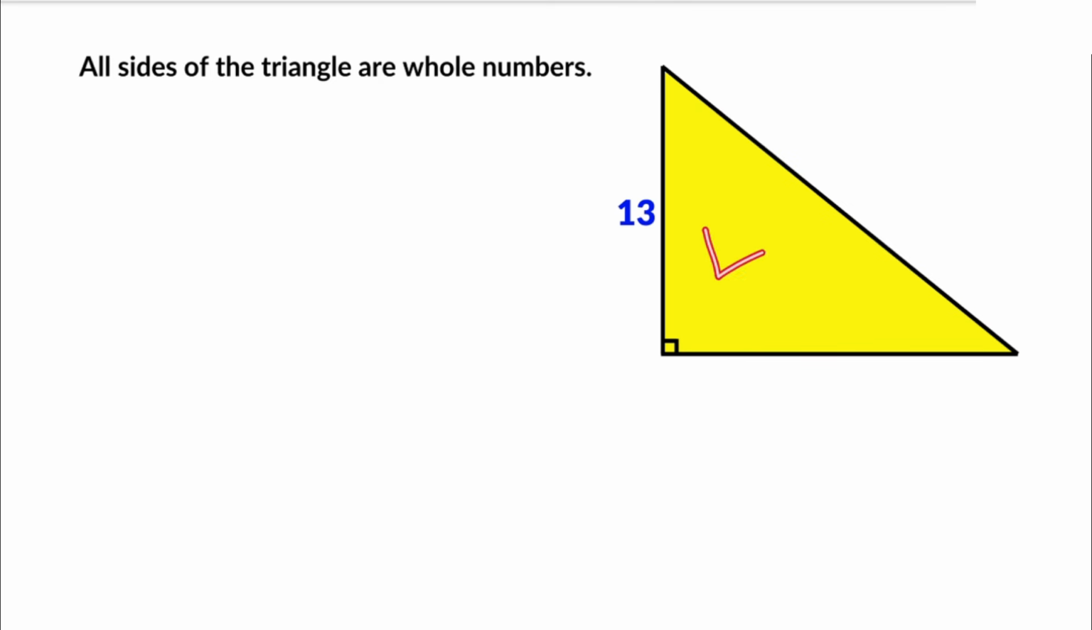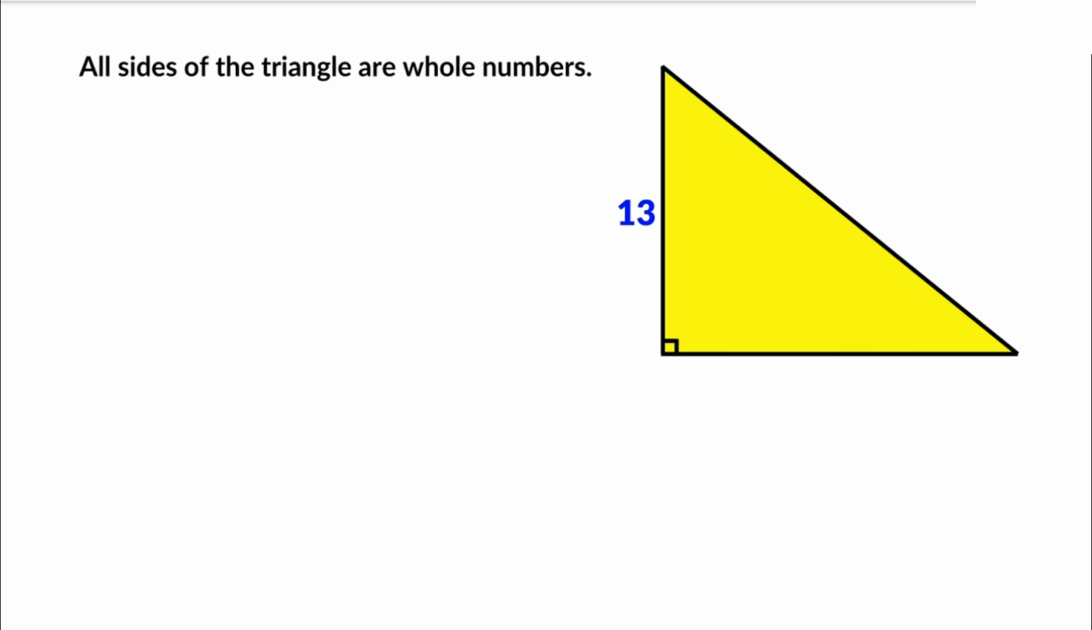We have a right triangle. One leg is exactly 13 units long. And here's the important part. All three sides of the triangle are positive whole numbers. Our mission is to find the exact area of the triangle.